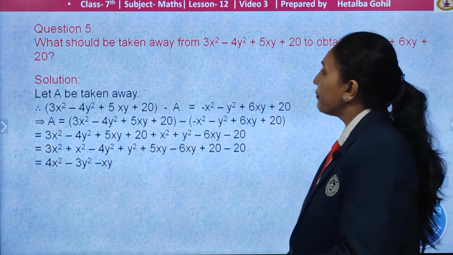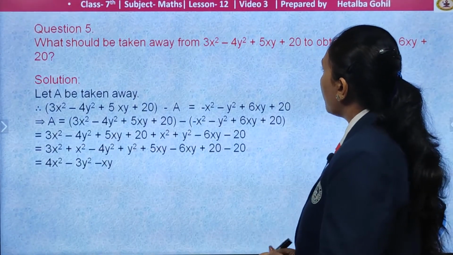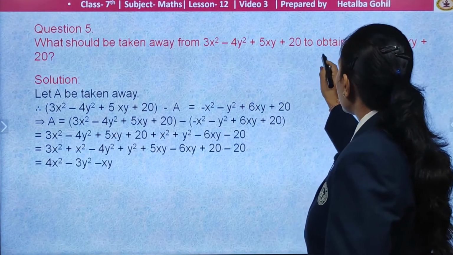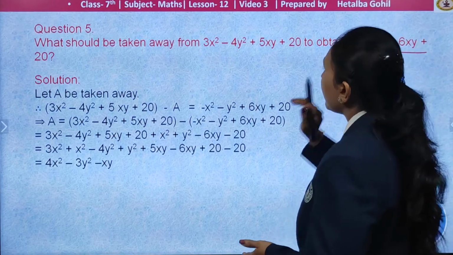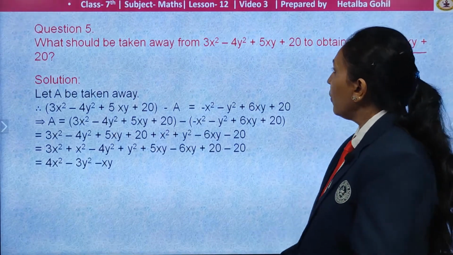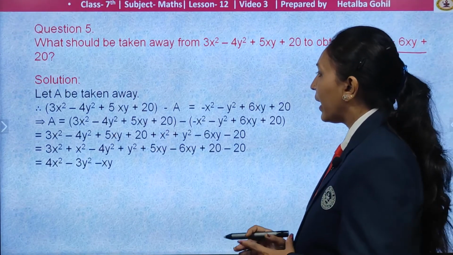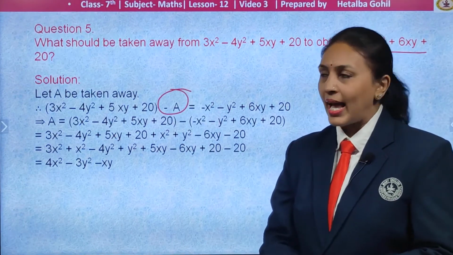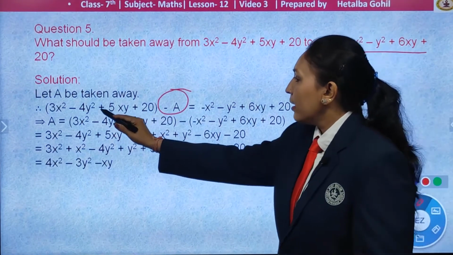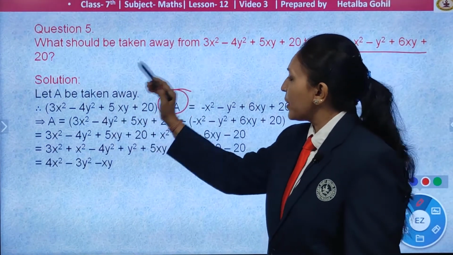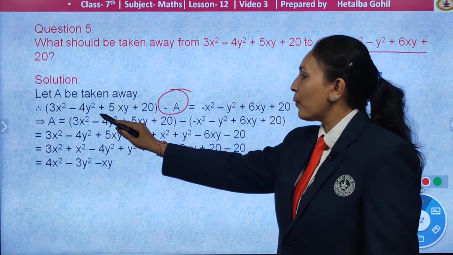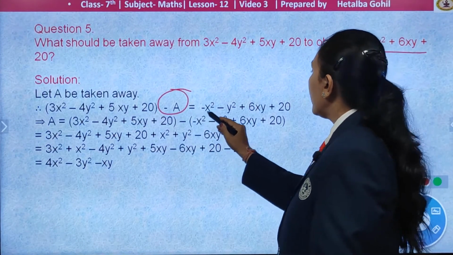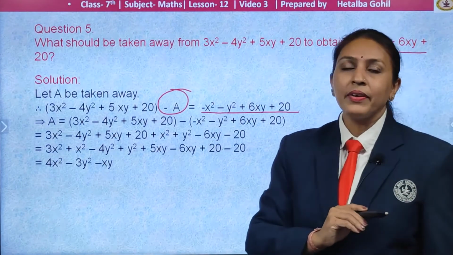Now, question number 5. What should be taken from 3x square minus 4y square plus 5xy plus 20 to obtain this given expression? Now, we do not know what we have to take from this. So, that particular expression we have assumed as a. You can see this given expression 3x square minus 4y square plus 5xy plus 20 minus a is equal to this, because this is our given result.